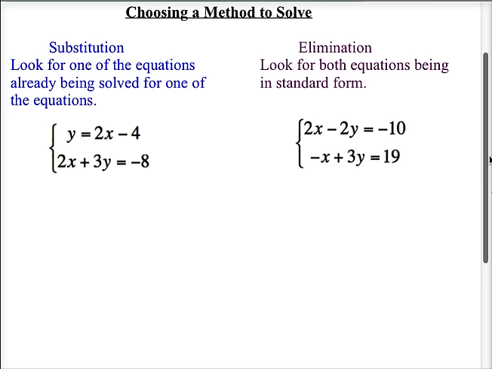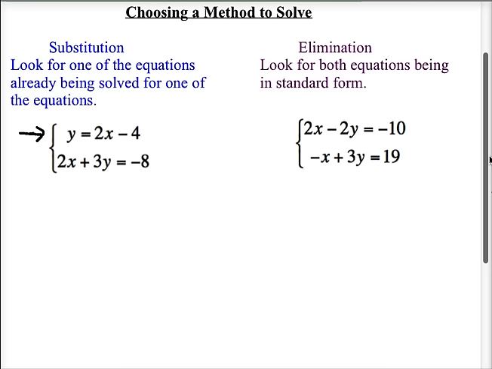I'm trying to show you what's convenient, what's easy to use to solve, because a piece of your test will be me just giving you some equations and you'll have to pick a method. So let's take a look at this first one on the left-hand side. What I'm noticing, one of my variables is already solved for. In that top equation, I already have y by itself. So that means that it's going to be easy if I use substitution rather than trying to use elimination.